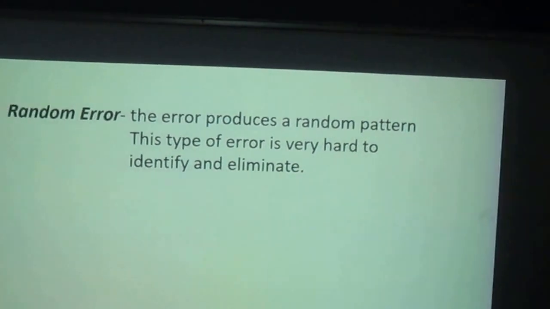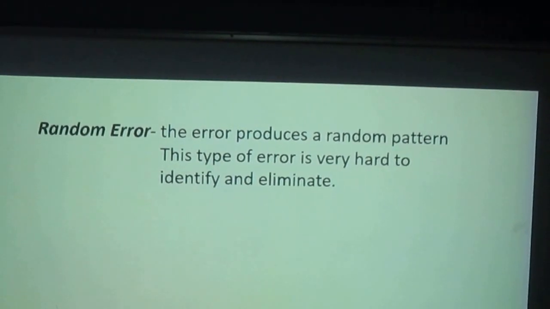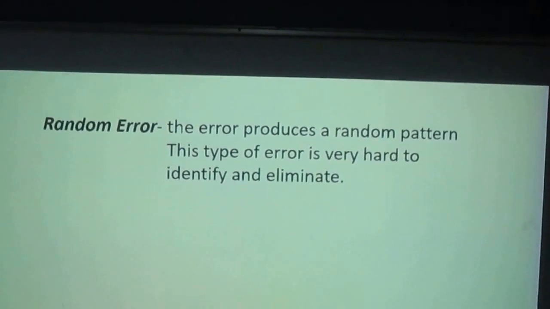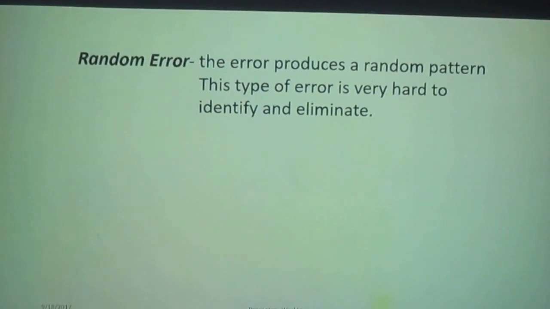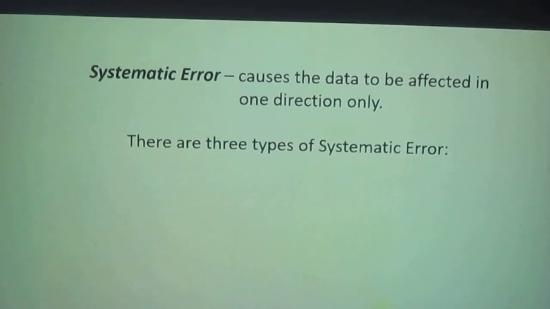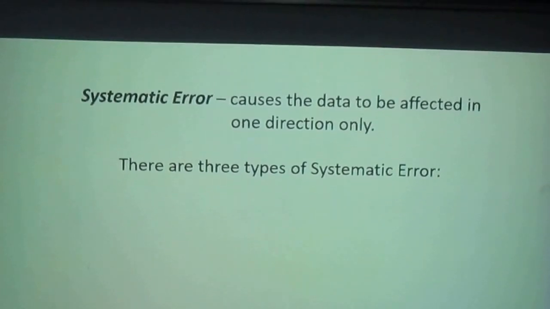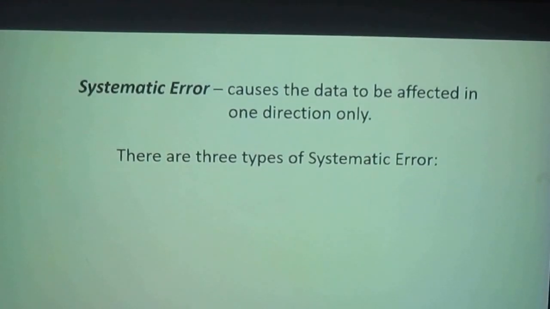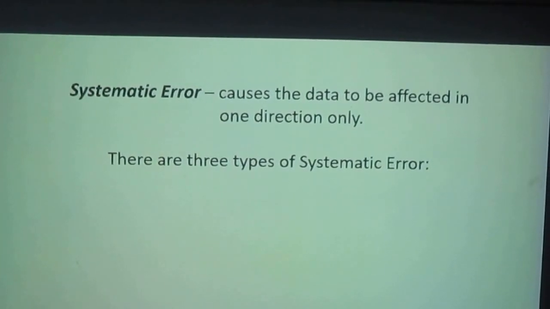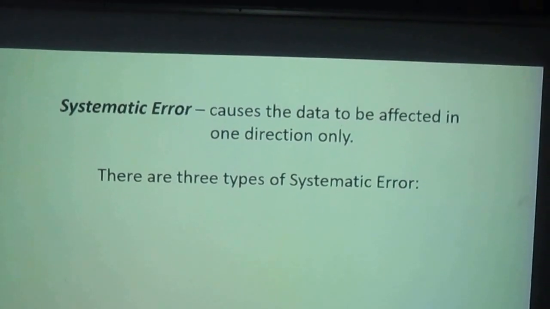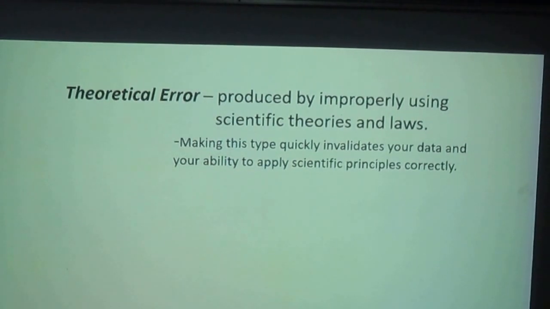Here's the toughie: random error. Random error is a type of error that causes the data results to move around randomly. Very hard to identify, almost impossible to eliminate. The other type of error is much easier to identify, and that is called systematic error. Systematic error is a type of error which causes the results to be moved in one particular direction. Under systematic error, there are three types of systematic error that can come into an experiment.